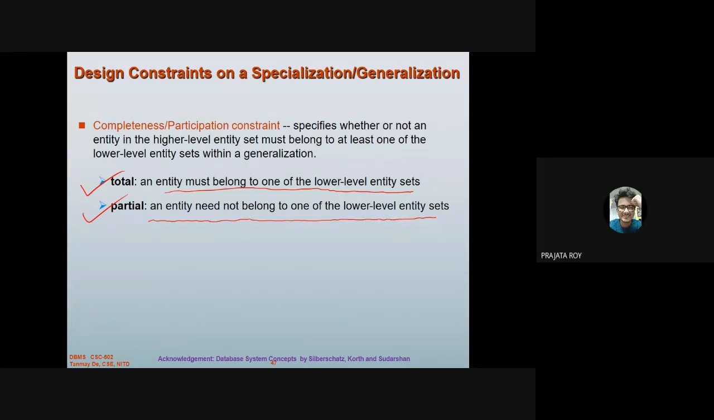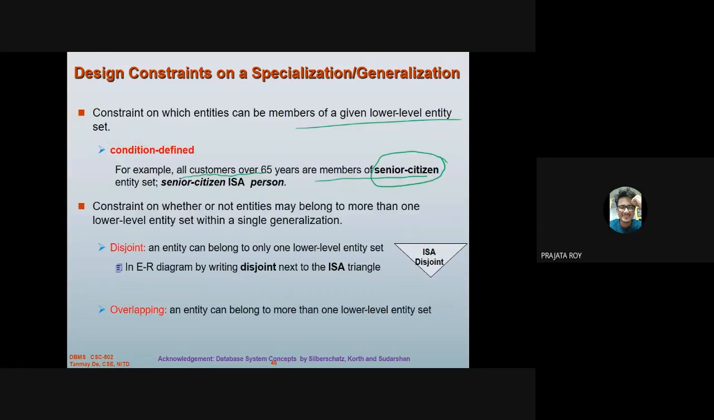So what was the previous point, sir? Like the constraint on whether they may belong to more than one in a single generalization. I didn't understand that, sir.